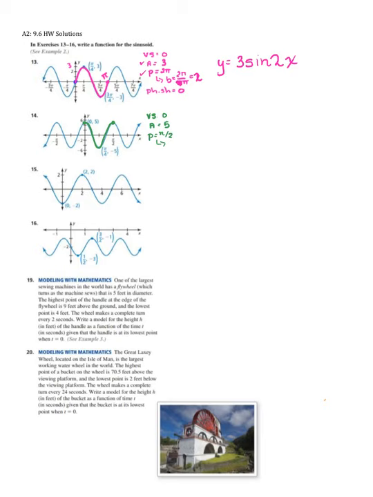So we want to find the b value. That's going to be 2 pi divided by pi over 2. When you invert and multiply, that becomes 4. And our phase shift is 0. So this will be y equals 5 cosine 4x.